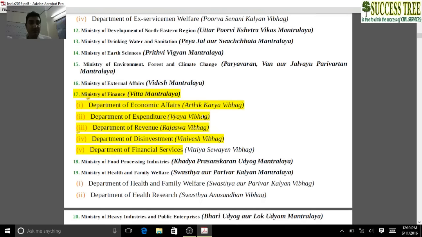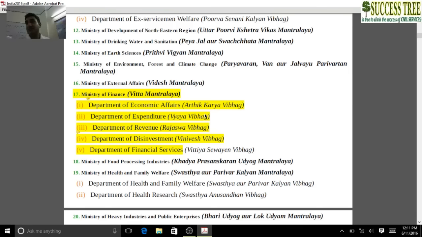Now come to certain ministries. We see the Ministry of Finance first. Only a few ministries you need to go through. Various ministries and departments are given. At serial number 17, you have the Ministry of Finance, and there are 5 departments. Important ones are: Department of Economic Affairs, Expenditure, Revenue, Disinvestment, Financial Services.